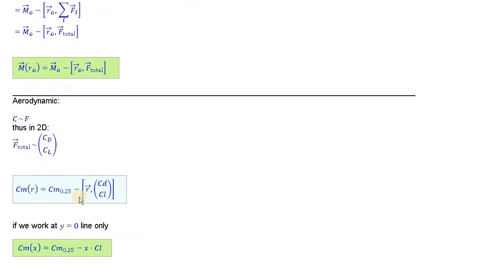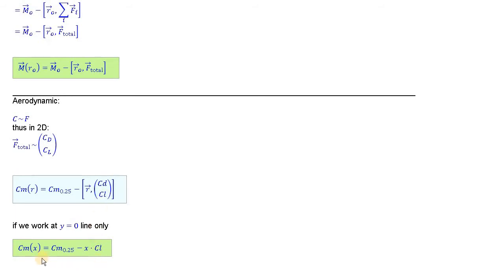And we can make the equation even simpler if we assume that we do not have any offset, so the position on the y-axis is actually 0. In that case, the radius vector is simply a vector going along the x-axis, and because we have the cross product, the drag coefficient is actually going to contribute 0. It's going to be a 0 component where the drag coefficient is included.